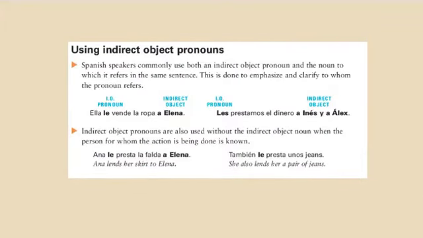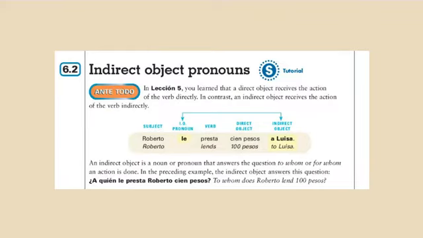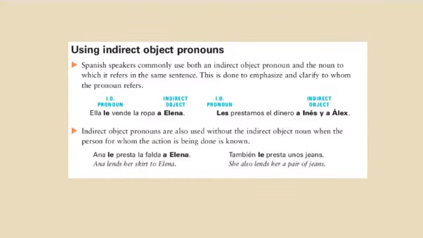Just talking about the use of indirect object pronouns, Spanish speakers commonly use both an indirect object pronoun and the noun to which it refers in the same sentence. It could seem a bit redundant to you, but it's actually done to emphasize and to clarify to whom the pronoun refers. If you notice really quickly, we only use the indirect object itself in English. To whom is it being lent? Being lent to Luisa. But in Spanish, they use both the indirect object and its corresponding indirect object pronoun, right? Which we're going to look at very quickly.